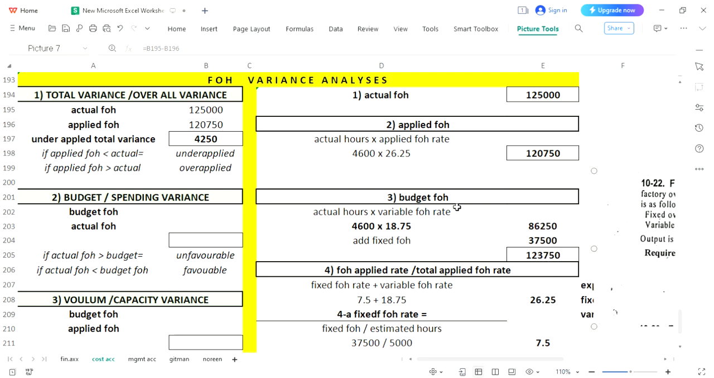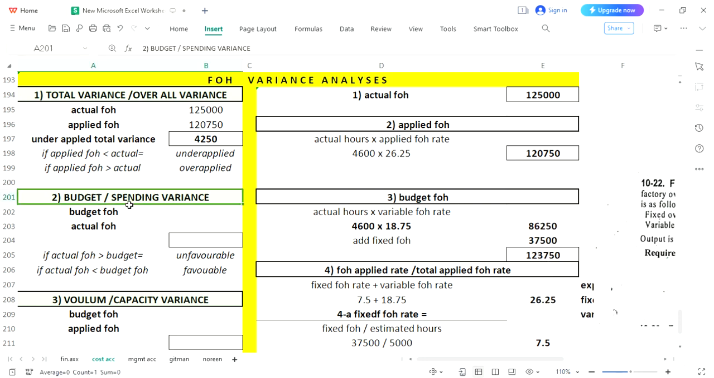It's time to see your second variance. For that you need budget FH. In the third step, you calculated budget FH, which was 123750.